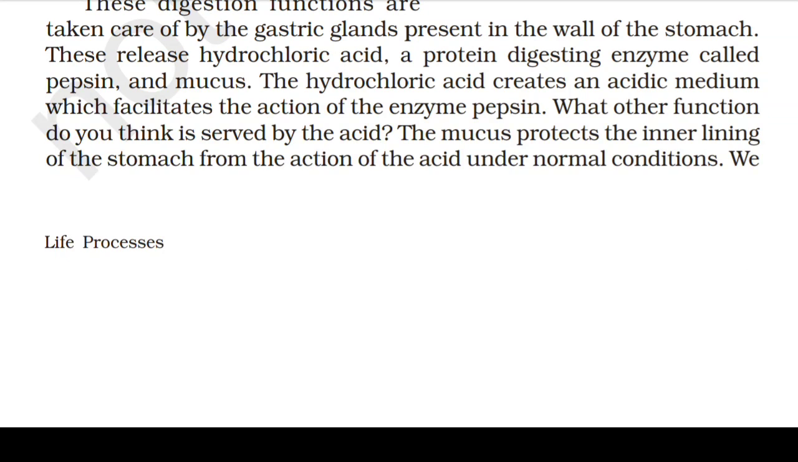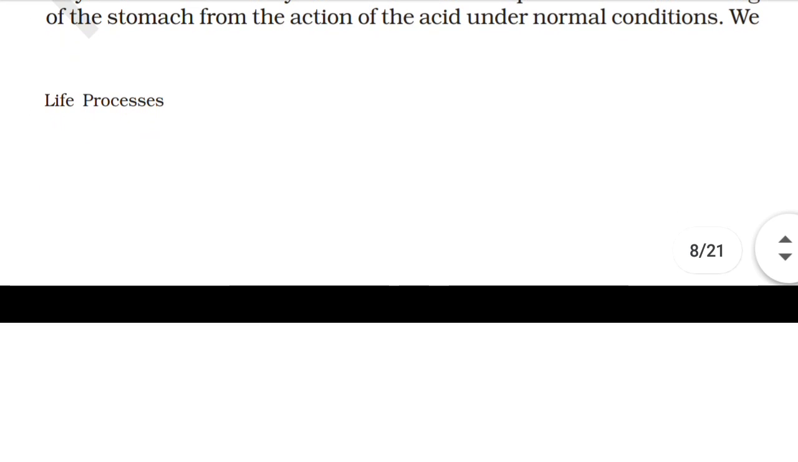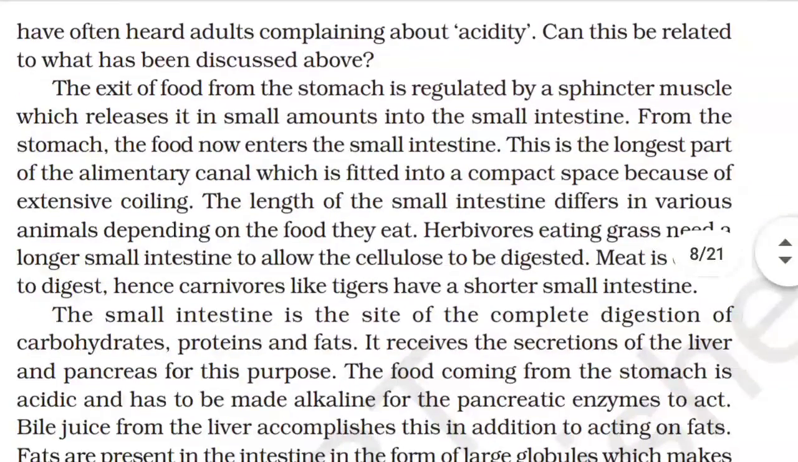The hydrochloric acid creates an acidic medium which facilitates the action of the enzyme pepsin. What other function do you think is served by the acid? The mucus protects the inner lining of the stomach from the action of the acid under normal conditions. We have often heard adults complaining about acidity. Can this be related to what has been discussed above?